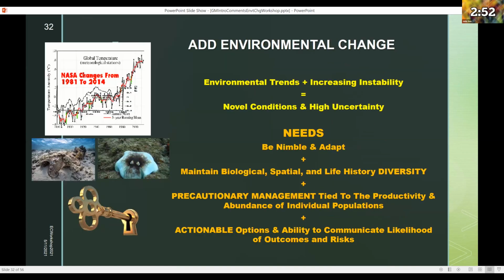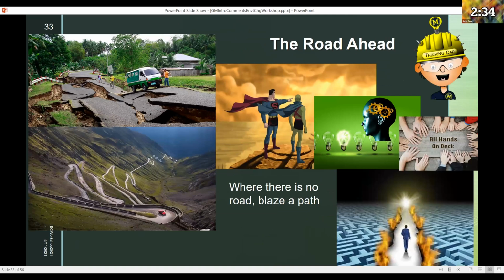When you add environmental change to this, it means that we are going to have to be nimble and adapt, figure out how we're going to maintain diversity, look at precautionary management approaches, and develop actionable options that can be communicated in terms of likelihoods and outcomes of risks. The road ahead is going to be bumpy and twisty, and where there's no path, we've got to blaze one.